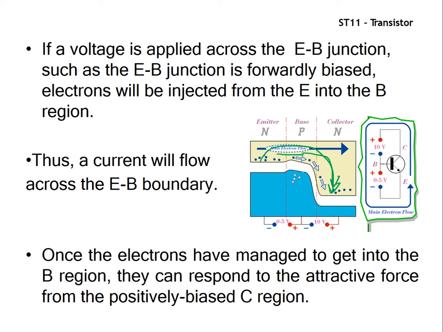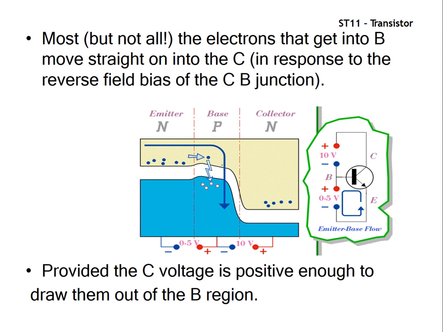But as I said earlier, we have some free holes here. So there could be some recombination between the electrons which are entering this region, and a small current will also flow. A very small current will also flow through this base region, due to the very small recombination of these two.